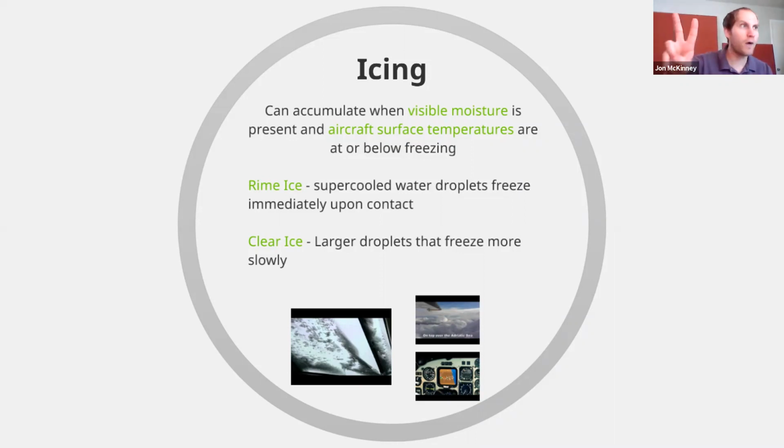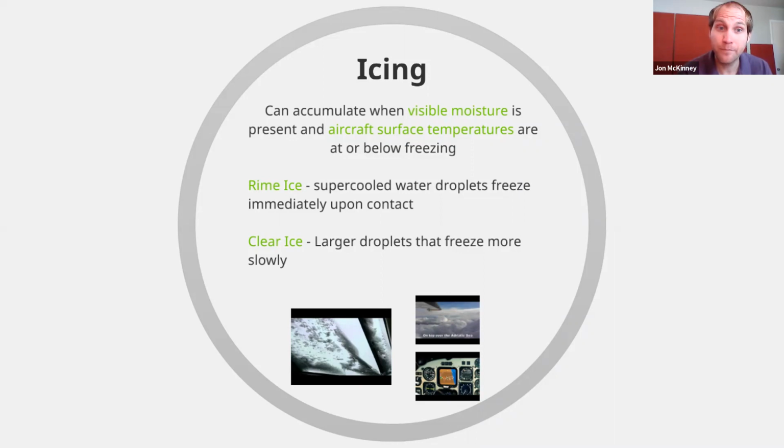And there are two requirements for structural icing. We need to have, one, visible moisture. We need to have, two, a collecting surface that is at or below freezing. And that's what it's telling us here. We need visible moisture and we need aircraft surface temperatures that are at or below freezing.